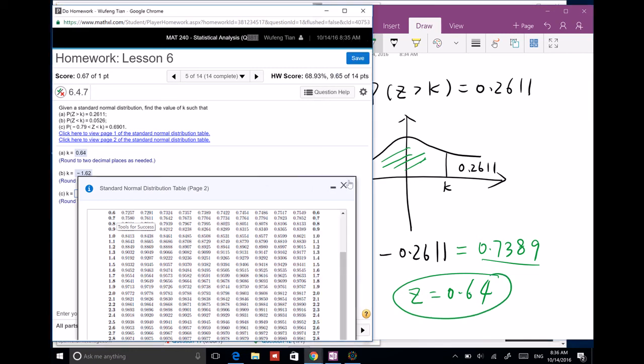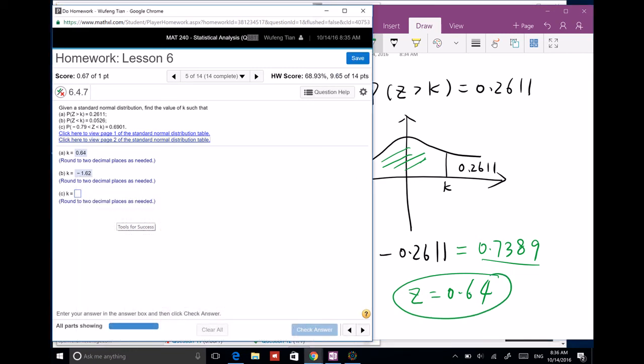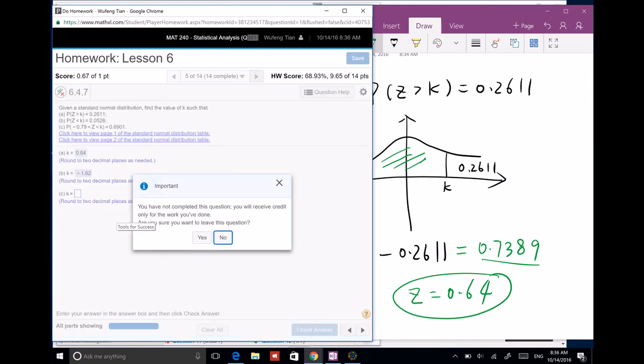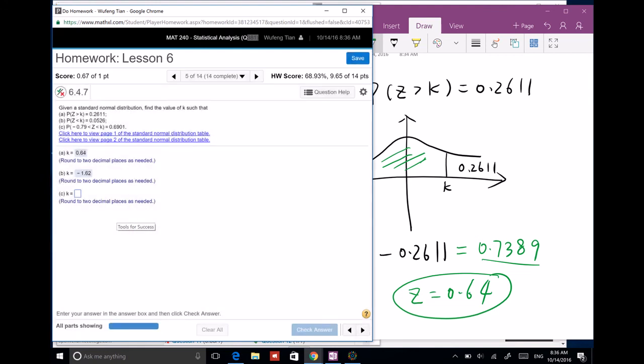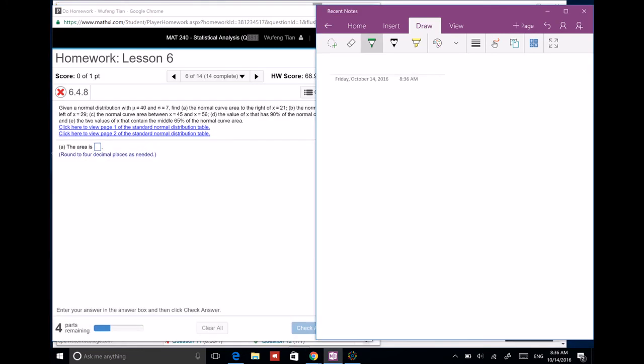That's pretty much the same as the previous one. Okay, you can finish all of them like the previous one. I think you should be able to finish that. The normal distribution actually is not bad at all, okay?